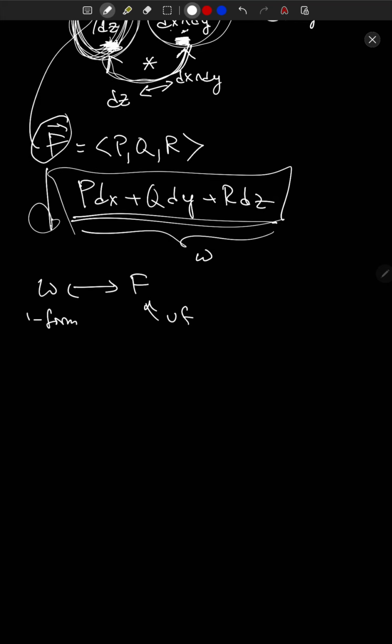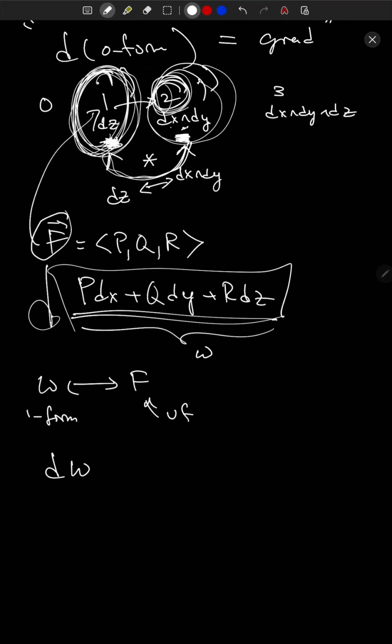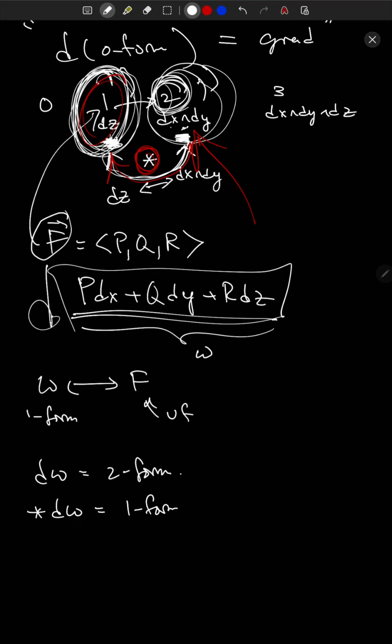So what happens is if I take d omega, now that lives here, but I can take this star correspondence to push it down to a 1 form. So star of d omega, that's actually a 1 form. Let me write it out carefully. d of omega is a 2 form, right? But 2 forms are essentially 1 forms. So star of d omega is a 1 form, which we can make a correspondence with. That's a vector field, and that vector field is the curl. That's what we call the curl.